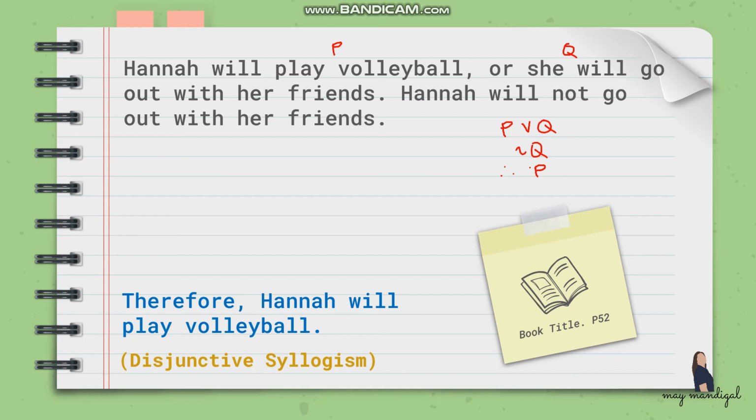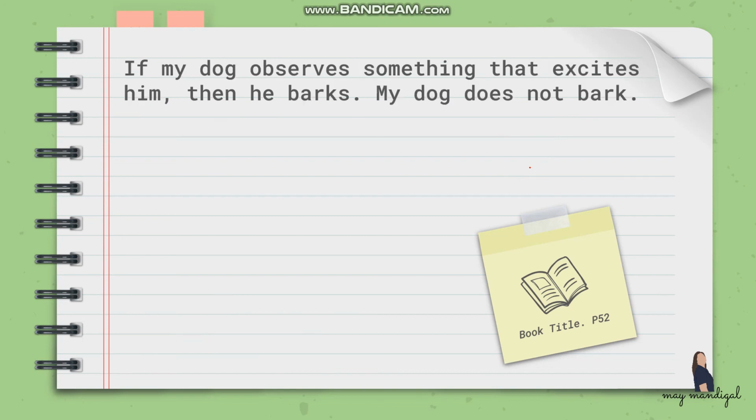So there is a disjunction given, and then one of the propositions from that disjunction was negated. So we have not Q. Therefore, whatever is left, that will be our conclusion, which in this case is the P, or Hannah will play volleyball. Another one. If my dog observes something that excites him, then he barks. My dog does not bark.